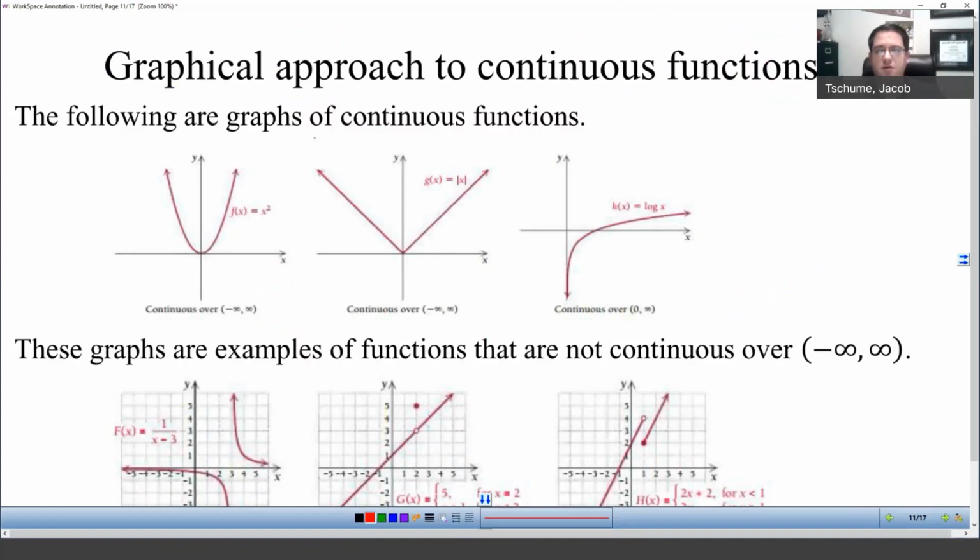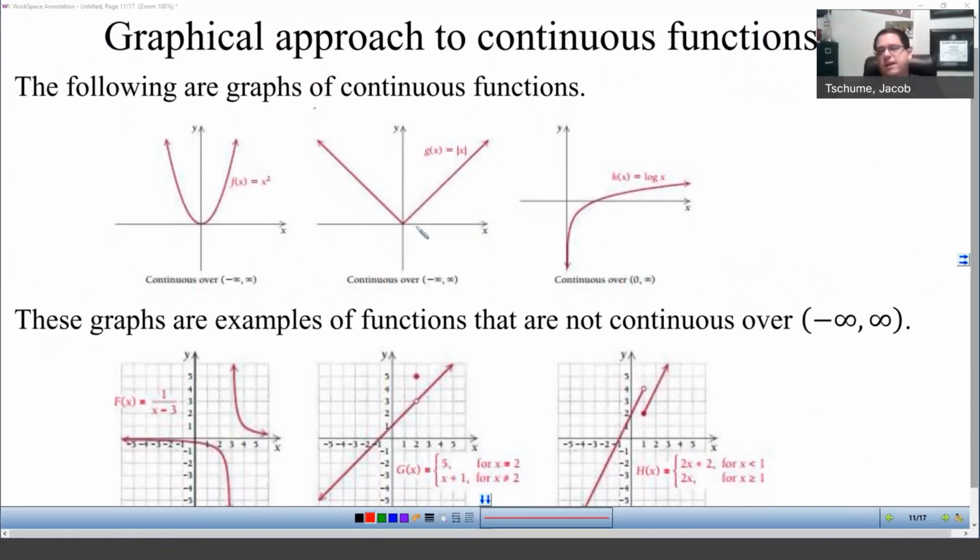All right, so now that we've talked a little bit about algebraic limits, this leads us into the last part of this section, which talks about continuity or continuous functions. So when it comes to a graphical approach to continuous functions, this is actually a lot easier for most students to understand. So looking at these three graphs here in the first section, you've got a parabola, what looks like an absolute value function, and then a logarithm function that we'll get more into later in chapter 2. But you'll notice that all three of these graphs are continuous functions.